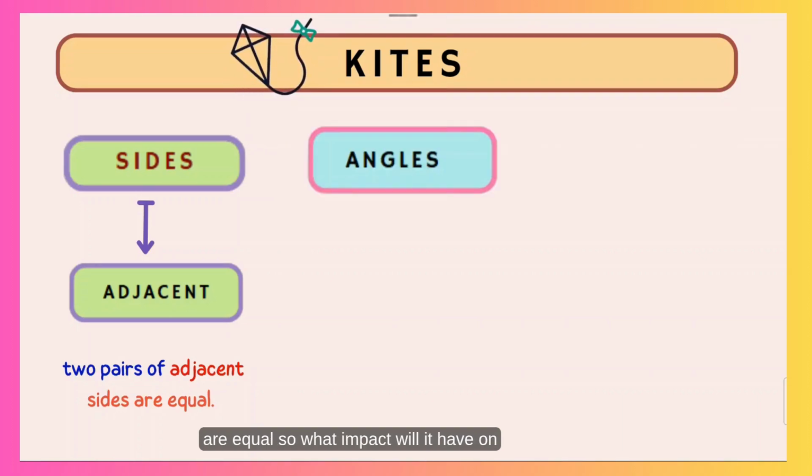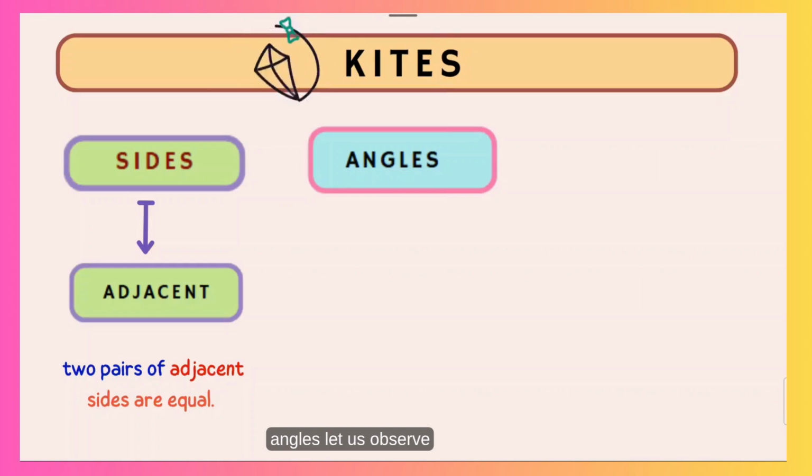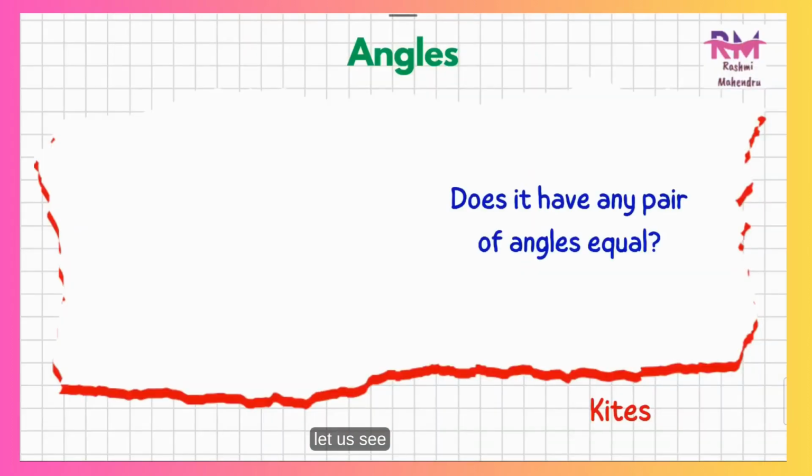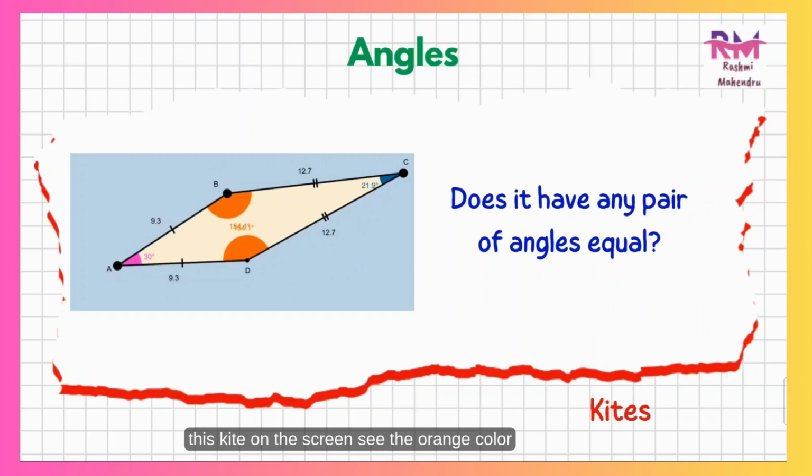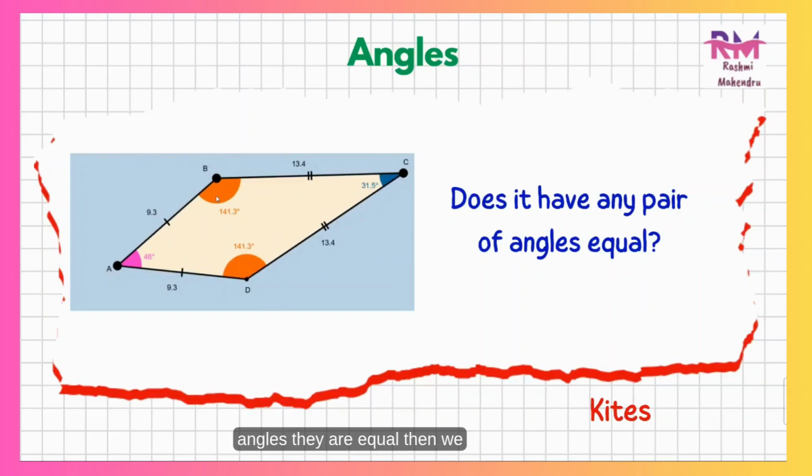So what impact will it have on angles? Let us observe. Let us see if they have any angle pair equal. Observe this kite on the screen. See the orange color angles. They are equal. Then we have pink and blue. They are not equal. So one thing is sure, that equal angle pairs are getting formed. But where are they getting formed? That is one important aspect of kites.